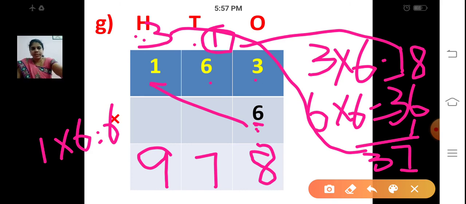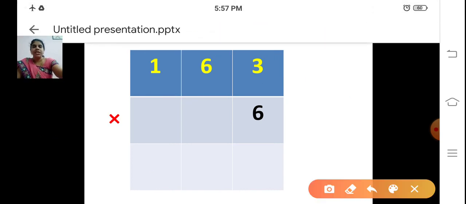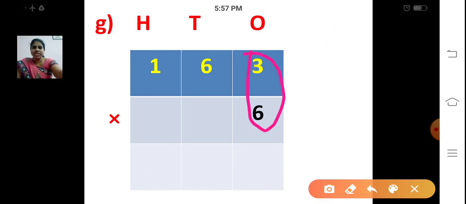Clear? We'll see one more time. So first we are going to multiply these two. 3 sixes are 18. So write 8 here. 1 will be carried over. This carried over part you have to add. After you multiply, you have to add that carried over part.